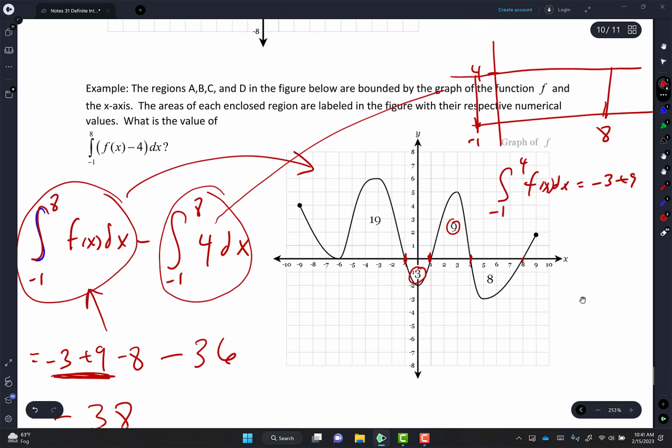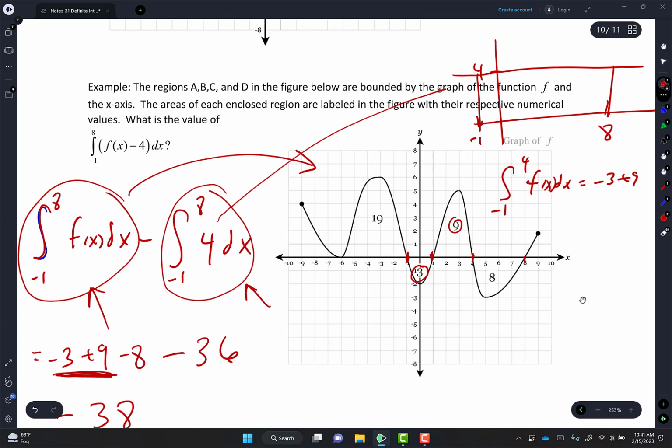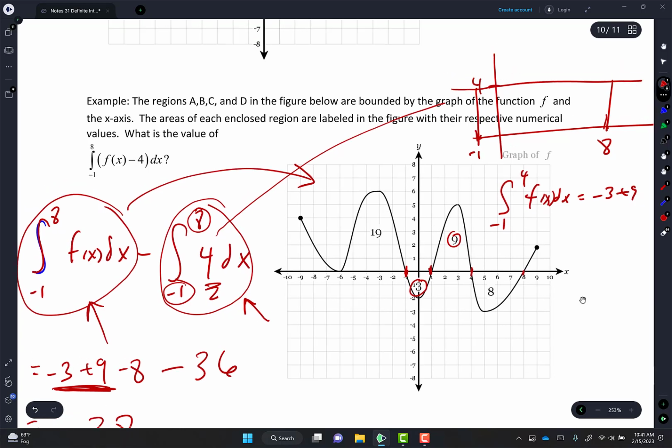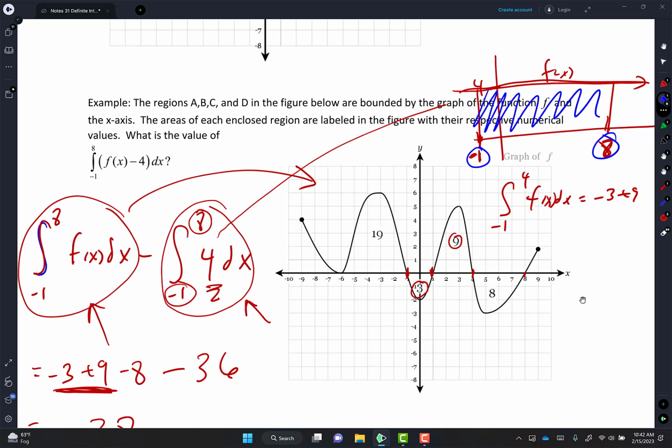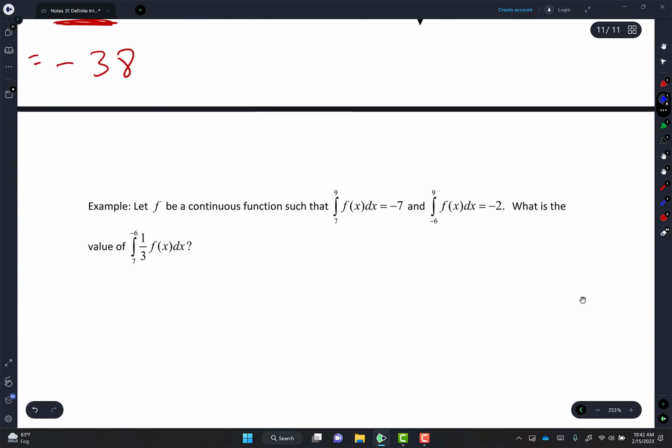You see this right here? From -1 to 8 of 4. So here's my f of x of 4 all the time. And I just put a -1 and I just put an 8. So I want to know the area of this right here in blue. The difference between 8 and -1 is 9, and then 9 times 4 is 36. Do you see how I did it? Okay. All right, let's go to the next one, guys.